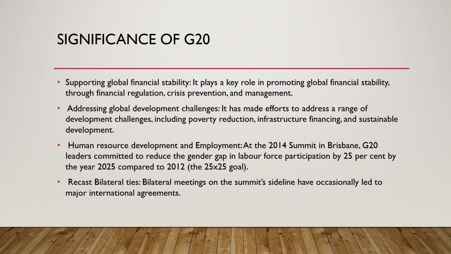Also, recasting bilateral ties: bilateral meetings on the summit sidelines have occasionally led to major international agreements. So this is the significance of the G20, as we can see from here. It supports global financial stability, it addresses global development, and it aims to build human resource development and employment. It helps to reduce the gender gap in the labor force by encouraging more women to join it, and also it recasts bilateral ties.